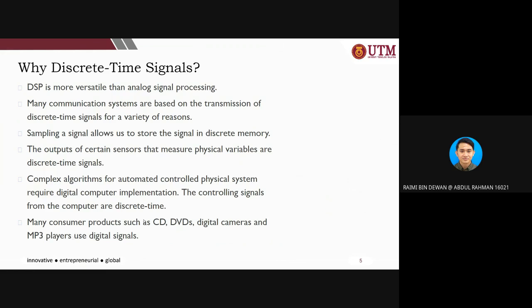But I think CD and DVD may not be that modern anymore, since our newer laptops do not come with a CD and DVD slot anymore.